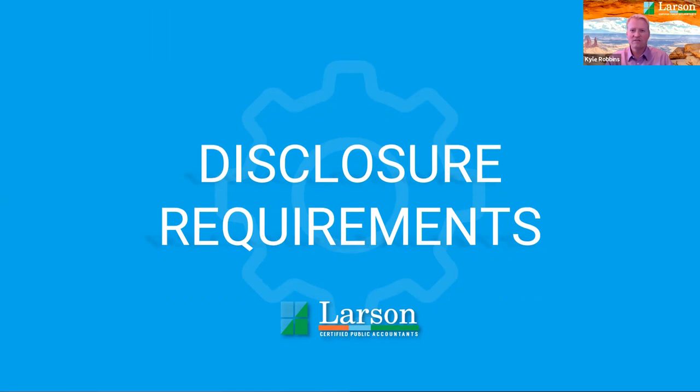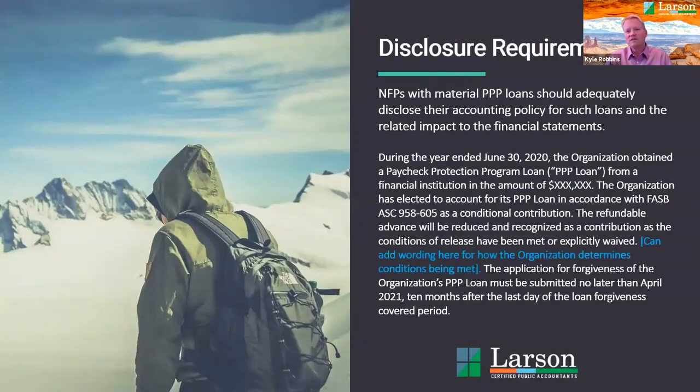So now that you've accounted for it, let's talk a little bit about some of the disclosure requirements that will be in your financial statements for the accounting for PPP. So nonprofits with material PPP loans, they do need to adequately disclose their accounting policy for these loans and the impact that it has on the financial statements. So here's an example disclosure that you could use. This disclosure I would put in just your summary of significant accounting policies.